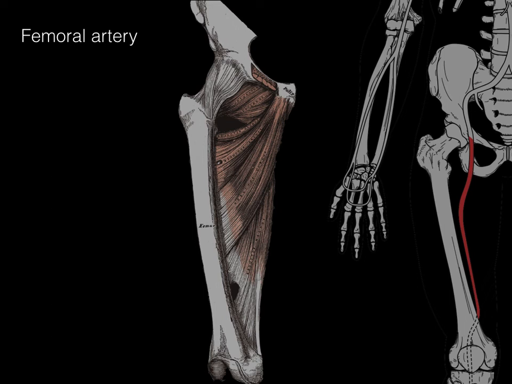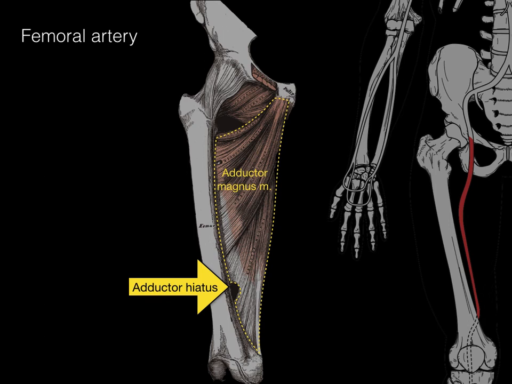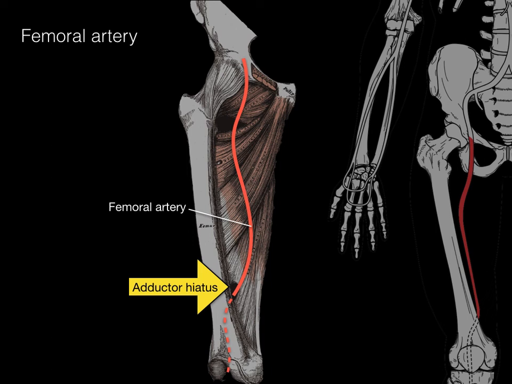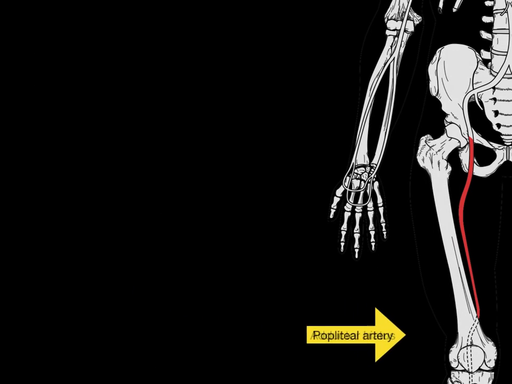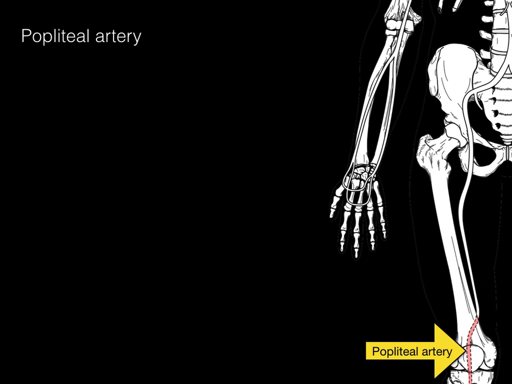In this picture, we've taken all the quad muscles away, and I'm outlining a muscle called the adductor magnus muscle. The detail of the adductor magnus is not so important, but this opening here, called the adductor hiatus, is important because the femoral artery courses down and then goes through the adductor hiatus to go behind the knee. Proximal to the adductor hiatus, we call it the femoral artery. Distal to the adductor hiatus, it changes its name to the popliteal artery. And so there is the popliteal artery, like that.